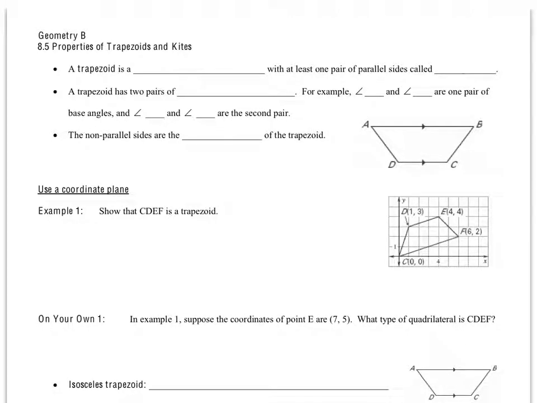Hi class, this is lesson 8.5, properties of trapezoids and kites. So a trapezoid is a quadrilateral with at least one pair of parallel sides called bases.